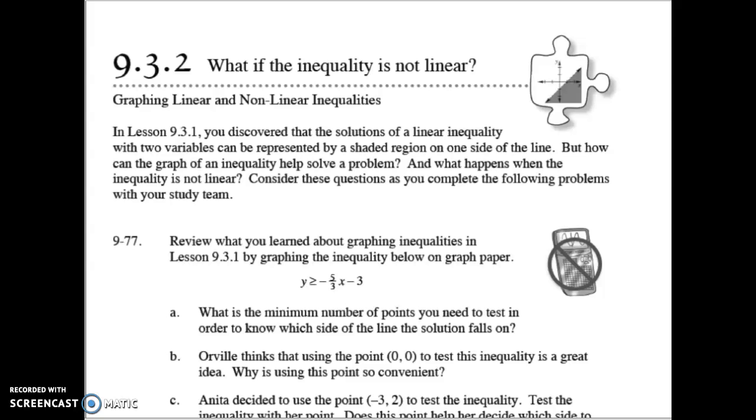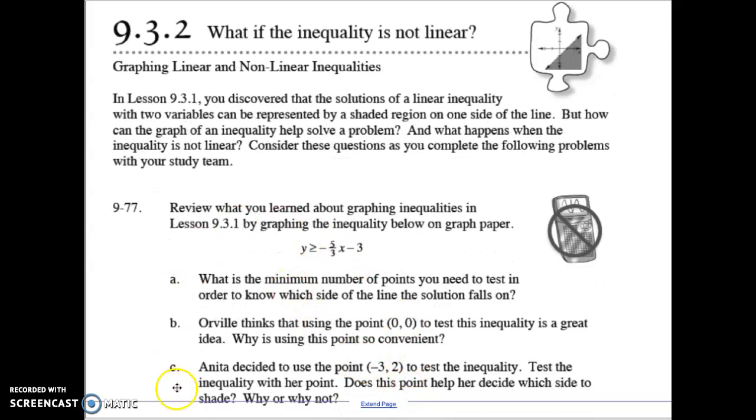All right, today for Honors Intermediate Algebra, you are doing section 9.3.2. You're going to be starting off by doing question number 77, A through C. There is nothing on here that you should not be able to do. The one thing we are going to be getting into, as you can see right here, is we're going to be graphing.